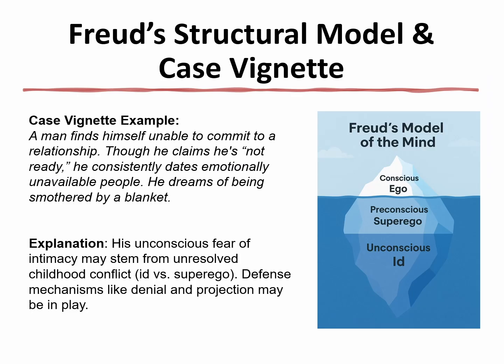Let's look at this case vignette to understand Freud's structural model. In this example, it says a man finds himself unable to commit to a relationship. Though he claims he is not ready, he consistently dates emotionally unavailable people. He dreams of being smothered by a blanket. The explanation of this case example is that the patient's unconscious fear of intimacy may stem from unresolved childhood conflict, which is the id versus the superego. The defense mechanisms like denial and projection may be in play here.